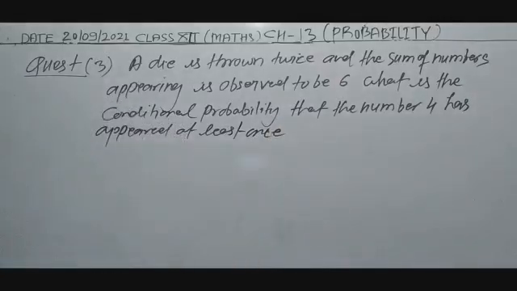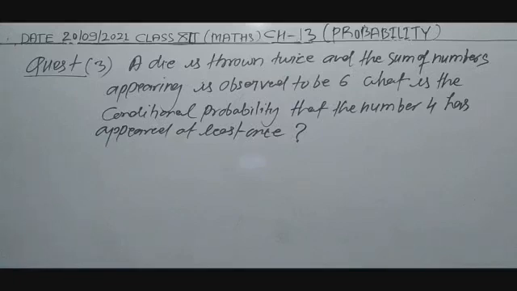At least once. This is our question. Again I am repeating the question. A die is thrown and the sum of the numbers appearing is observed to be 6. Means in an experiment, 2 dice are thrown or 1 die is thrown 2 times. A die is thrown 2 times and the sum of the numbers appearing is observed to be 6. What is the conditional probability that the number 4 has appeared at least once?